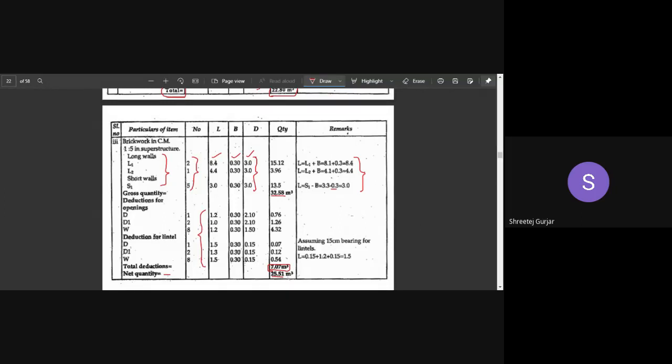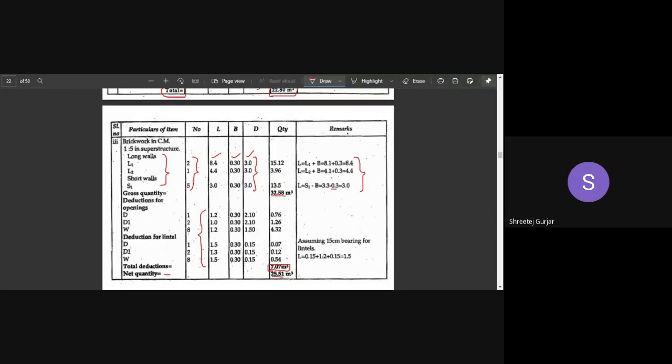In exam, you can see in the numerical that they have not mentioned any of the method, right? So in exam, you can solve using any of the two methods, whichever you find easy. If they specify particularly to solve using centerline or long wall, short wall, then you have to solve it by that method. Usually they do not specify, so you can go with any of the methods.